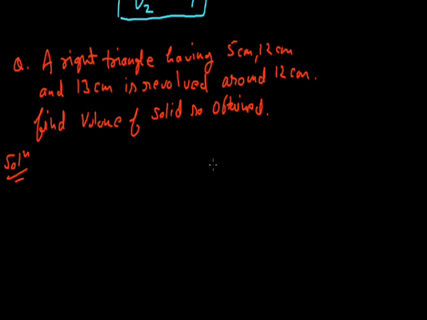Let's first draw the right angle triangle. Let's say this side is 5 and this side is 12 and this is hypotenuse, that is 13. Now what we are doing, we are revolving this right angle triangle along 12 centimeter side. So let's say this is the side of 12 centimeter and this is the side of 5 centimeter and this is the hypotenuse which is 13 centimeter. Now as it is given in this question, we are revolving this right angle triangle along the side 12.